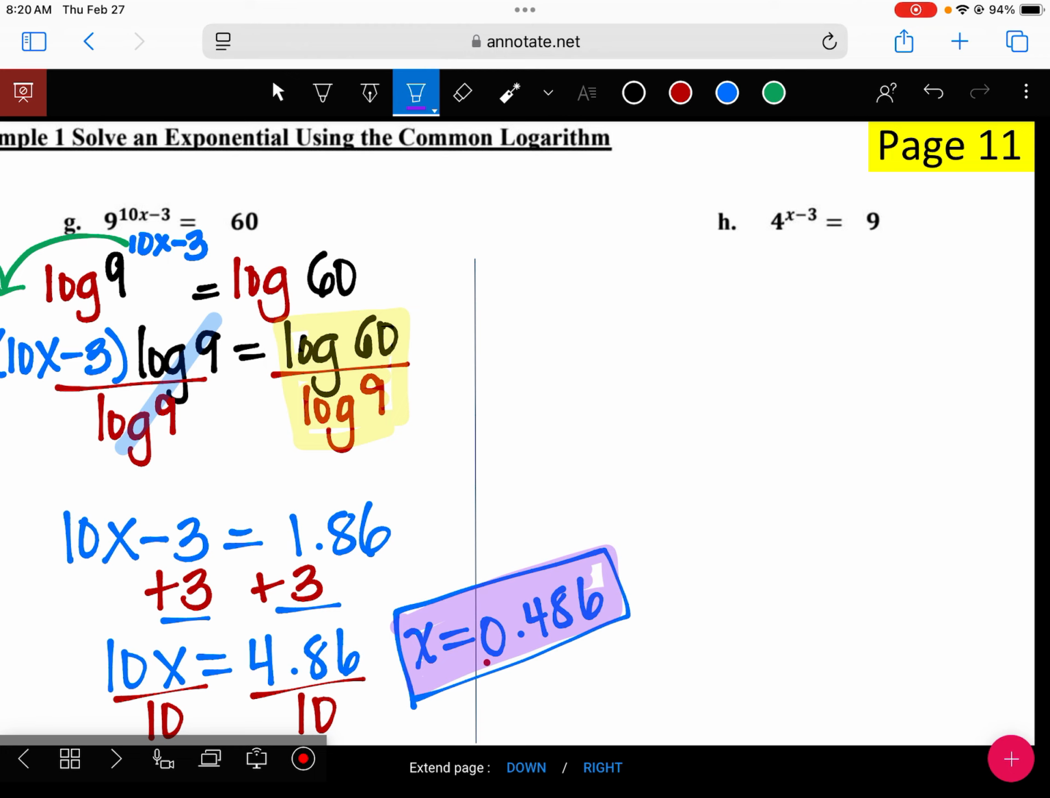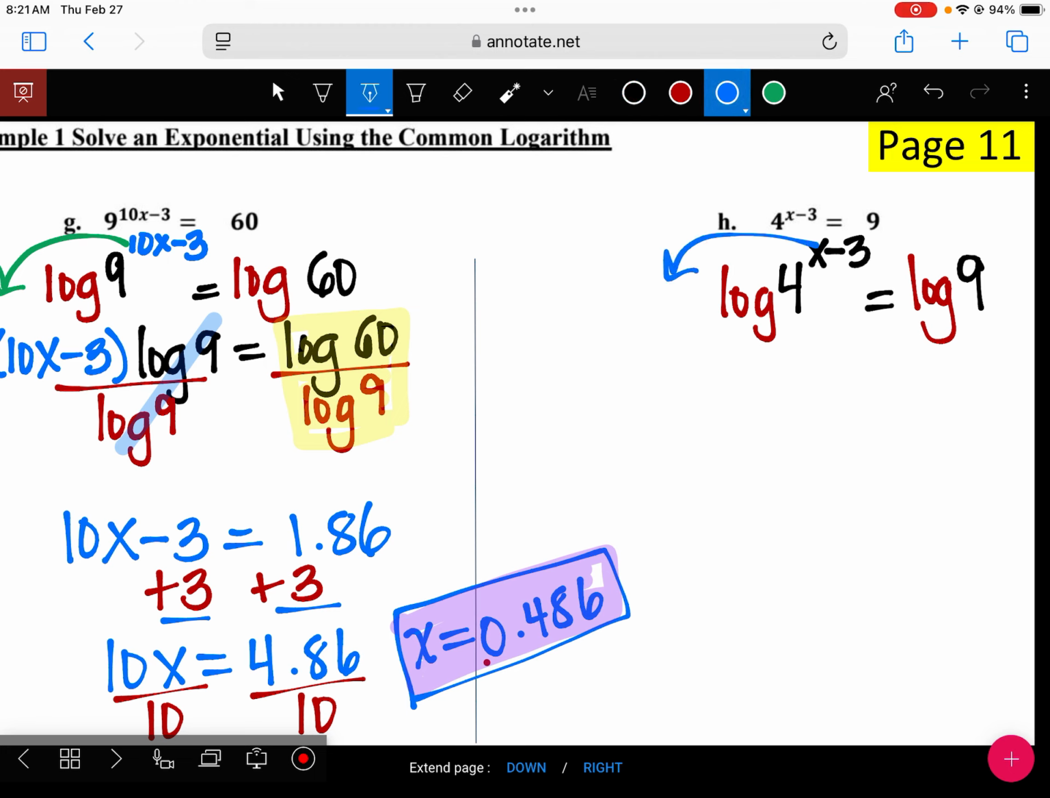Let's go ahead and put in our log, both sides. You're going to move your exponent to the front. Then I'll give you a minute to see if you can get to the next step.